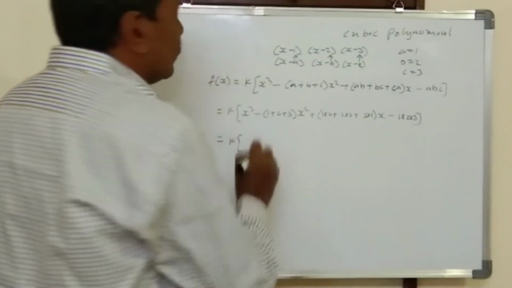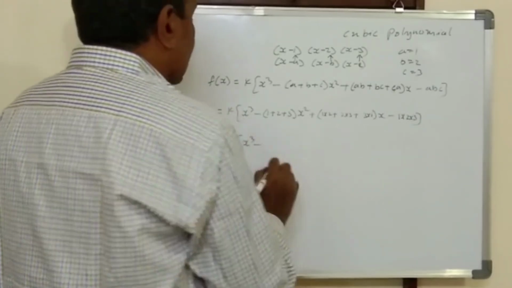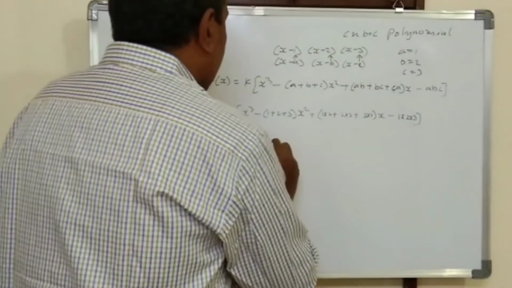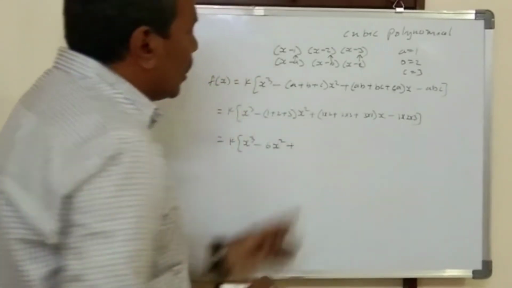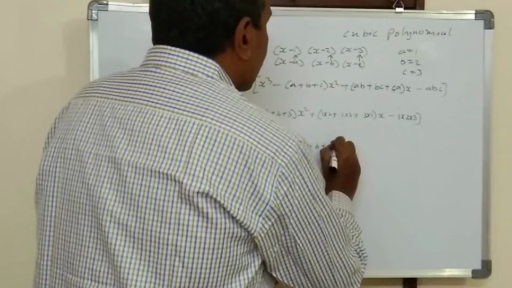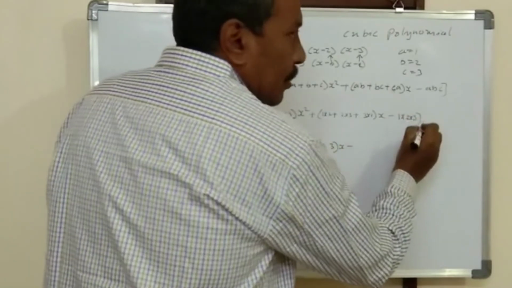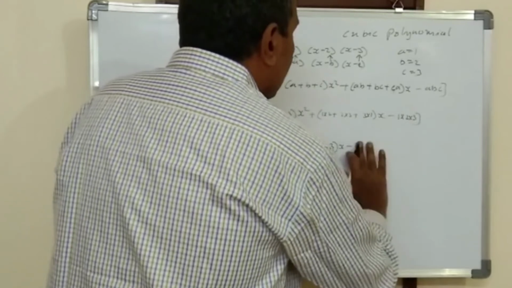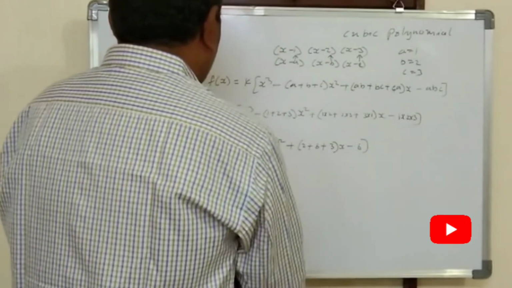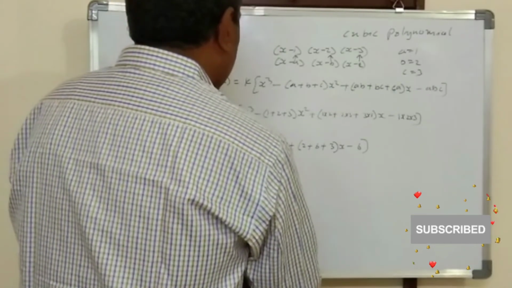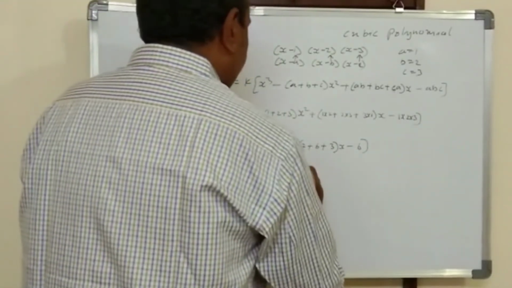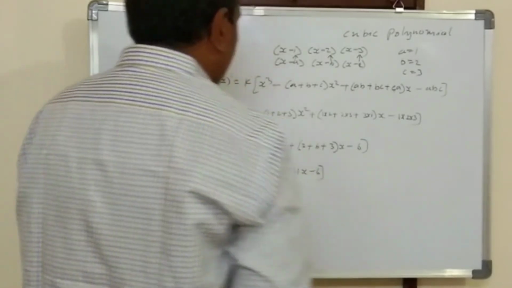Now, 1 plus 2 plus 3 is equal to 6. 1 plus 2 is 3, 3 plus 3 is 6. Then 1 into 2 is 2, 2 into 3 is 6, 3 into 1 is 3, and 2 plus 6 is 8, 8 plus 3 is 11. And 1 into 2 into 3 is 6. That is equal to k into (x cube minus 6x square plus 11x minus 6).